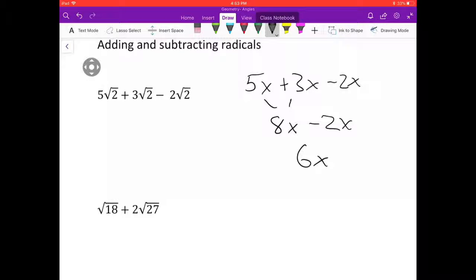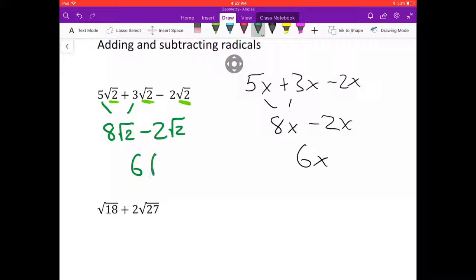Well, when you have radicals, it's the exact same thing. When you have a radical with the same number under each of them, so in this example, all of them have radical 2 under them, we can combine these just like we would as if they were like terms with x's. So this answer is going to follow the exact same process. 5 radical 2 plus 3 radical 2 is 8 radical 2, and then minus 2 radical 2 is going to be 6 radical 2. So that would be our final answer for simplifying this expression.